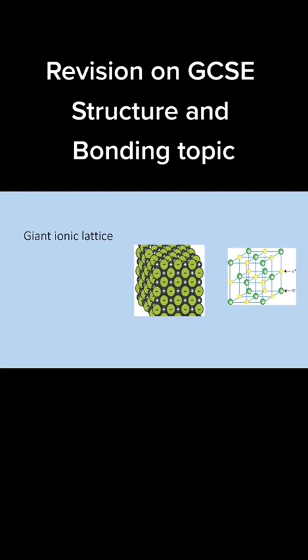Giant ionic lattice is these structures in front of you, and these structures are of sodium chloride. In this picture you have equal positive and negative ions, and they are surrounded in a 3D structure. So for each positive you have a negative ion next to it.